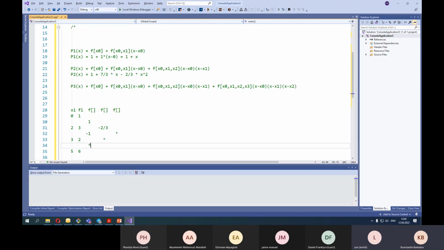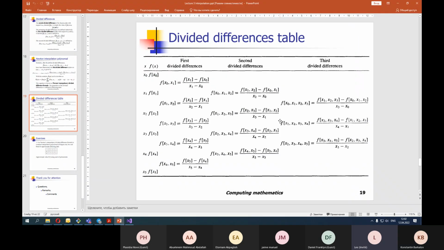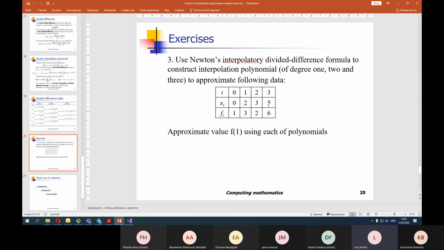What? Sorry. 2/4, which is 1/2. 1/2. 2/4. No. Why 2/4? Values of f are 6 and 2, right? Yes, 6.